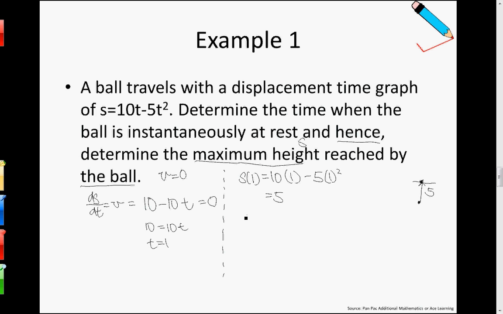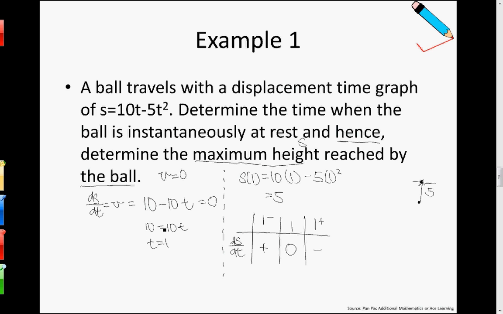So we have to check. How do we check? We do a first order derivative test. We check ds/dt around t equals 1. At 1 minus, a little bit less than 1, the gradient over here is positive, and negative at 1 plus.